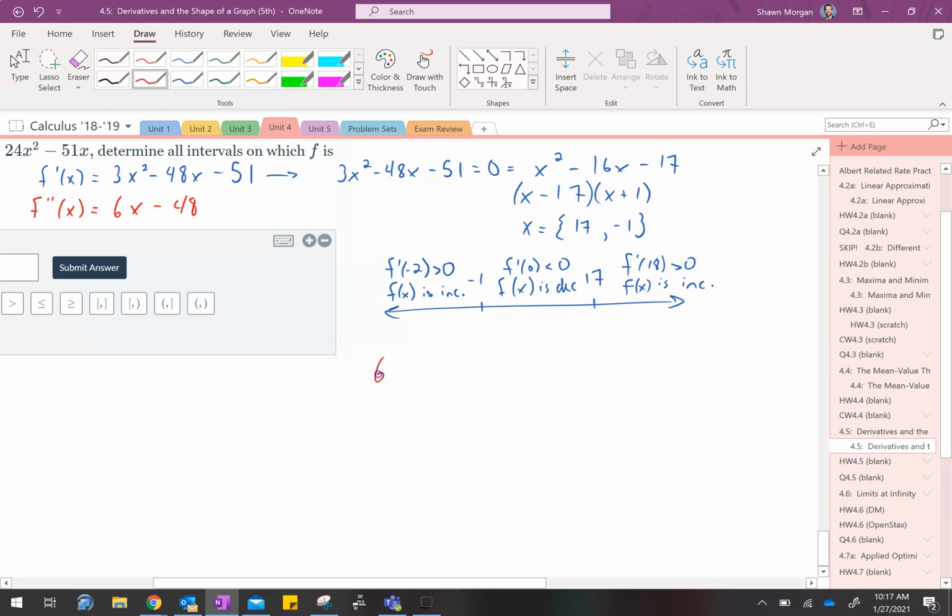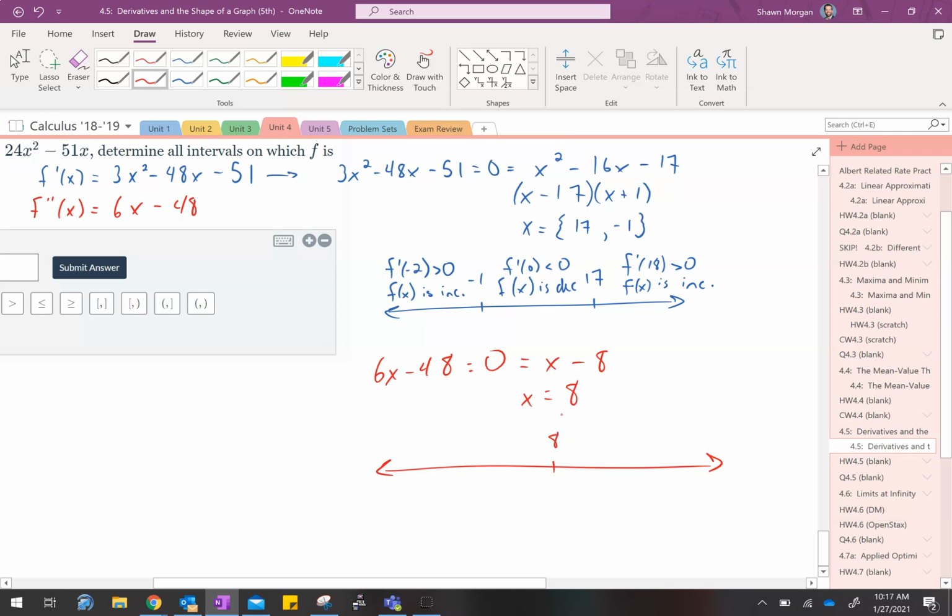So the second derivative, 6x minus 48, if we set it equal to 0, again, this was divisible by 6, so that makes it kind of nice: x minus 8, so it should be obvious that x equals 8. And then on a number line again, right here, here's my number 8.